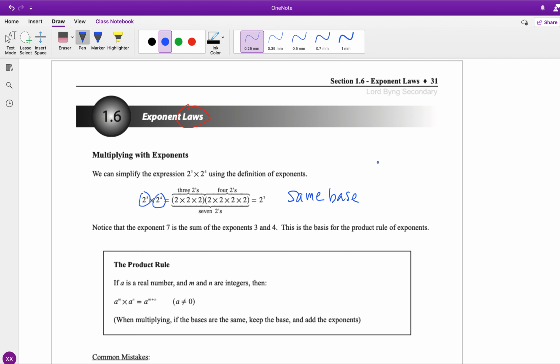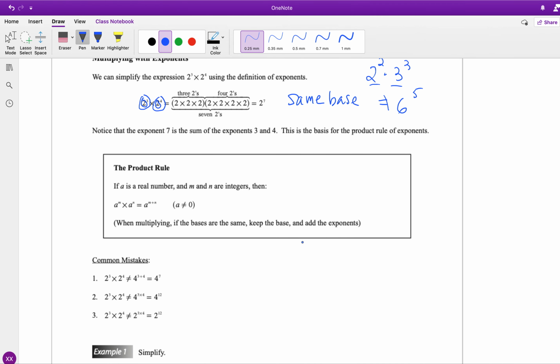If it is 2 to the power of 2 multiplied by 3 to the power of 3, this does not mean you can just multiply the bases and add the exponents to get 6 to the power of 5. This does not equal; you simply do the math and you will know they're not equal. So it has to be the same base, base 2 here. This is called the product rule, which means multiplying them together. The base is the same, A, and for the exponent, add them together, m plus n.